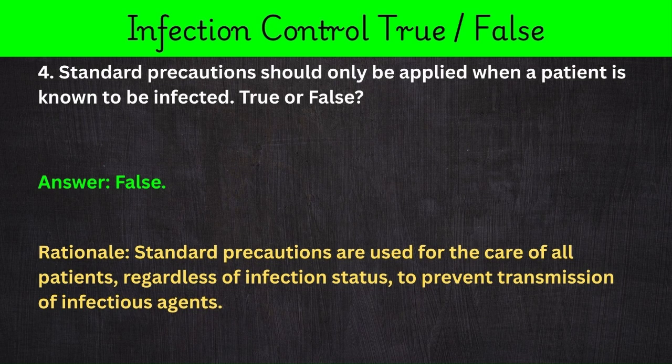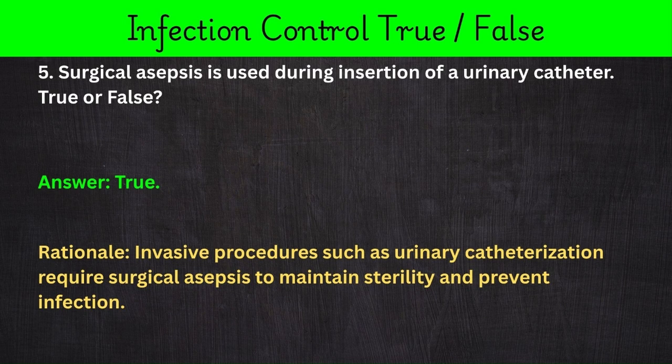4. Standard precautions should only be applied when a patient is known to be infected. True or false? Answer: false. Rationale: standard precautions are used for the care of all patients, regardless of infection status, to prevent transmission of infectious agents.